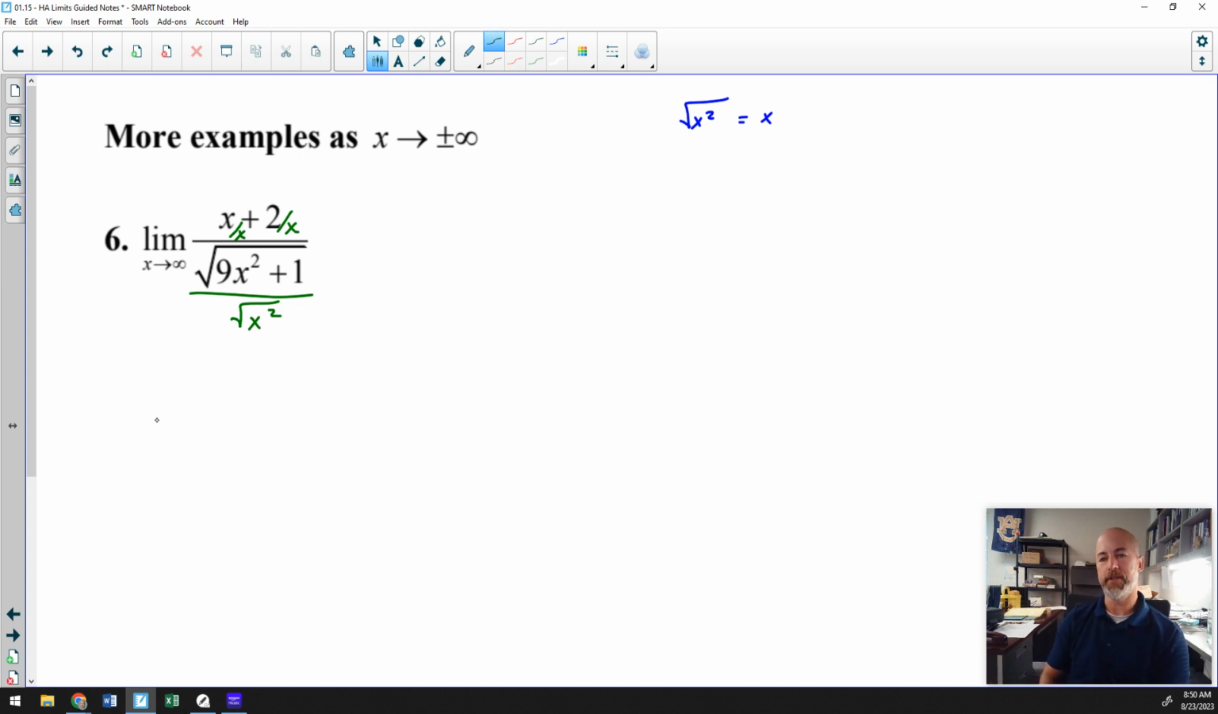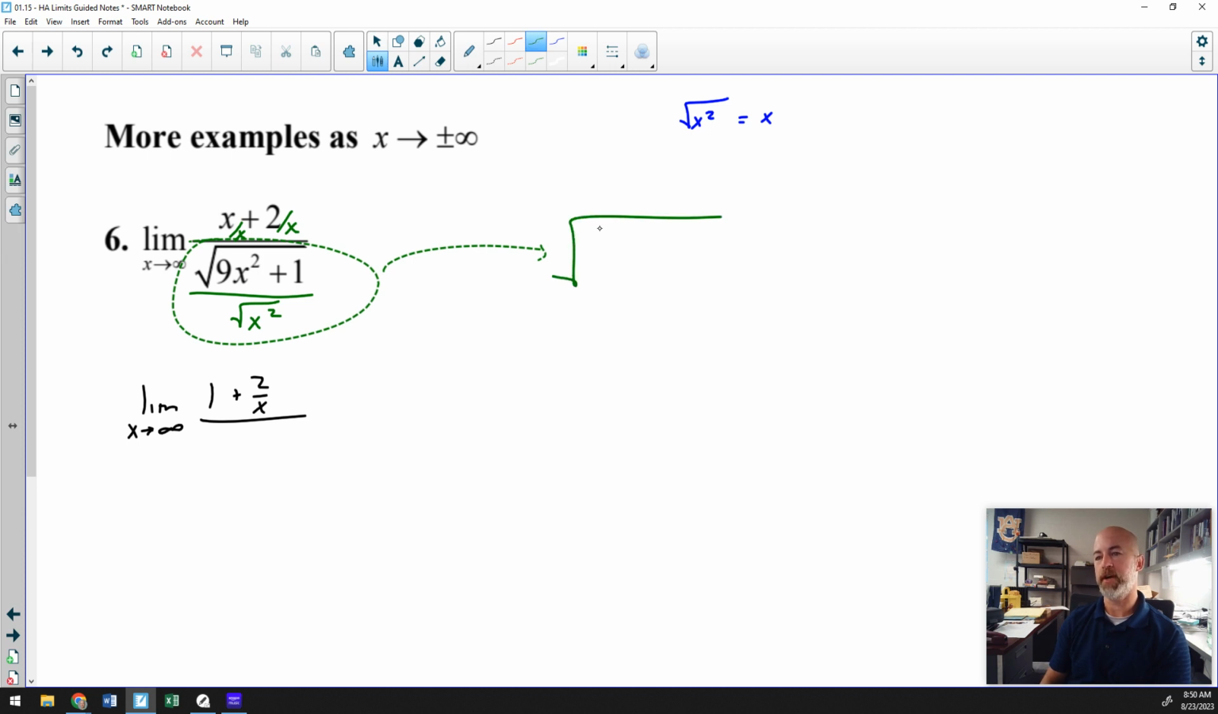Now, the numerator is not a problem. Let's go ahead and clean up the numerator. And truthfully, the denominator should not be too bad. So x divided by x is 1. 2 divided by x does not reduce. In the denominator, if you are doing a fraction divided by a fraction, you can take that thing and make it one big honking fraction of 9x squared plus 1 over x squared.